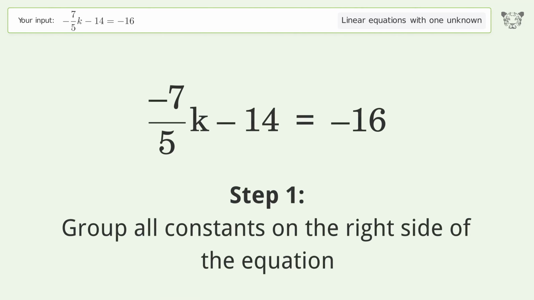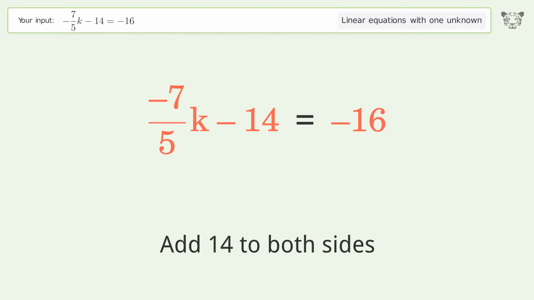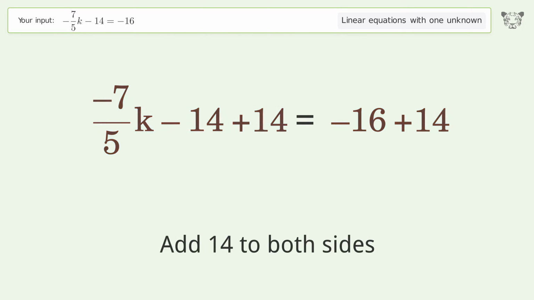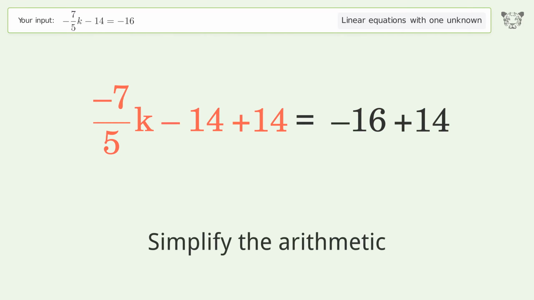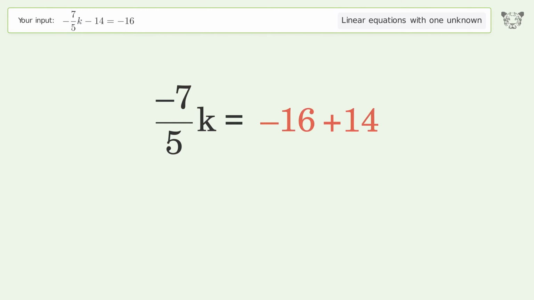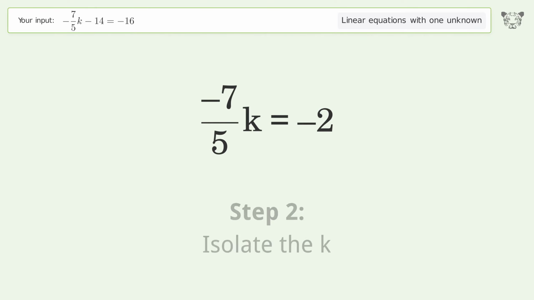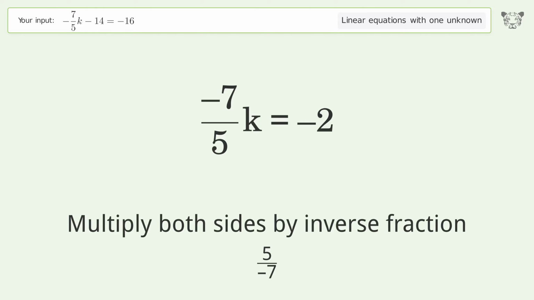Group all constants on the right side of the equation. Add 14 to both sides. Simplify the arithmetic. Isolate the k. Multiply both sides by inverse fraction 5 over negative 7.